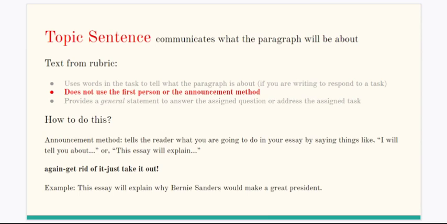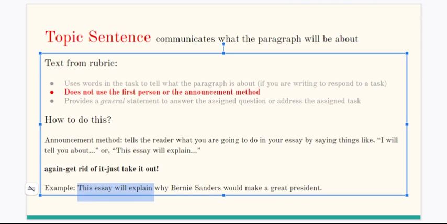Here's my example. This essay will explain why Bernie Sanders would make a great president. Okay. I am going to check out, where do I have the announcement method here? This essay will explain why. Okay, I am going to cross off the announcement part of this sentence. And what am I left with? Bernie Sanders would make a great president. I have deleted or crossed off the announcement method, and that's all I had to do to get a really strong topic sentence. It's strong, it's confident, and it says what I wanted to say.